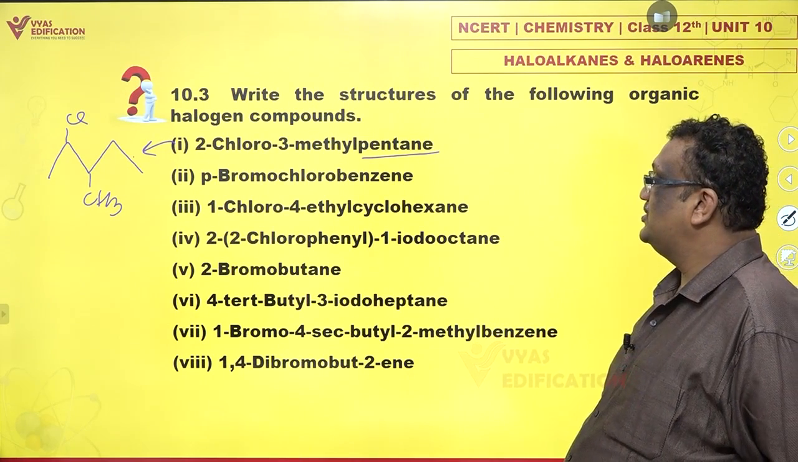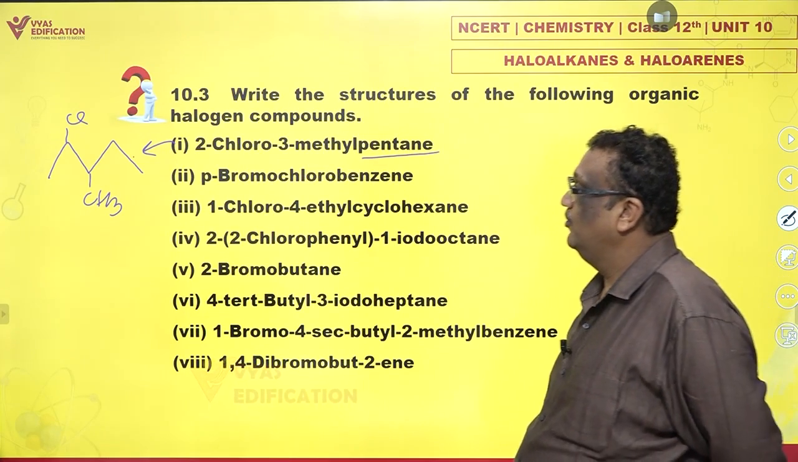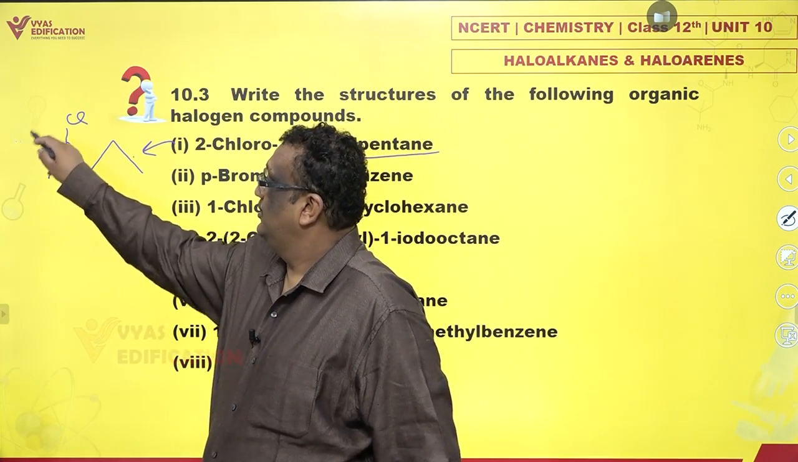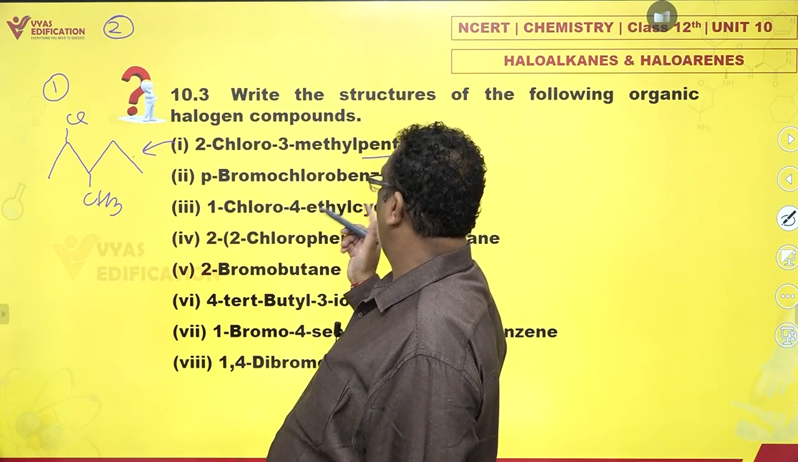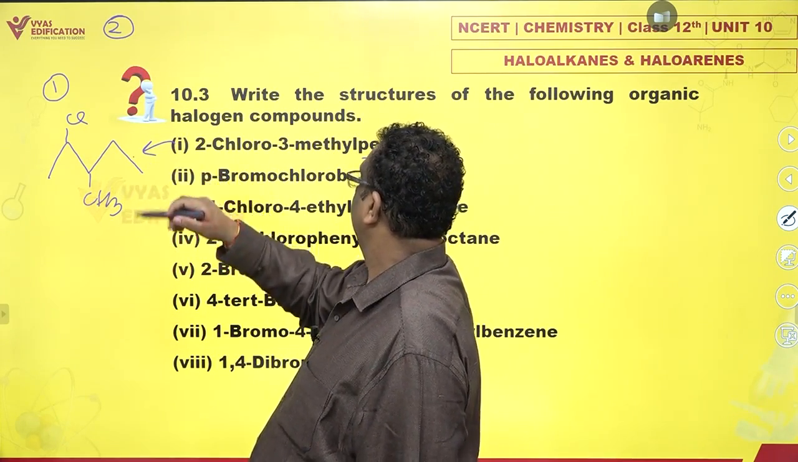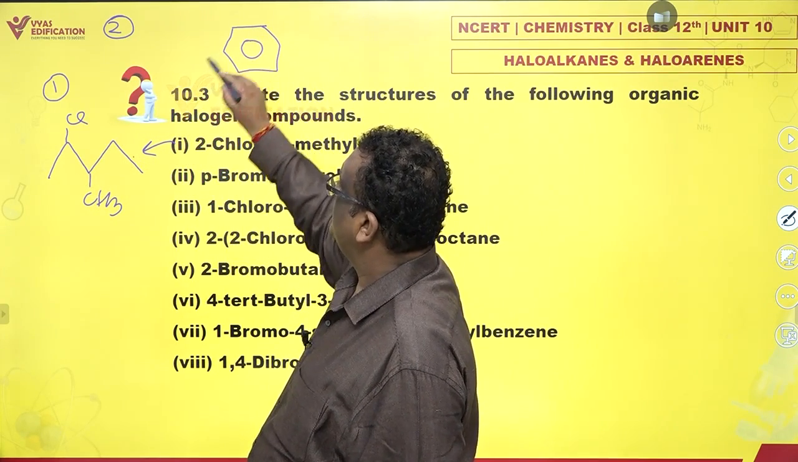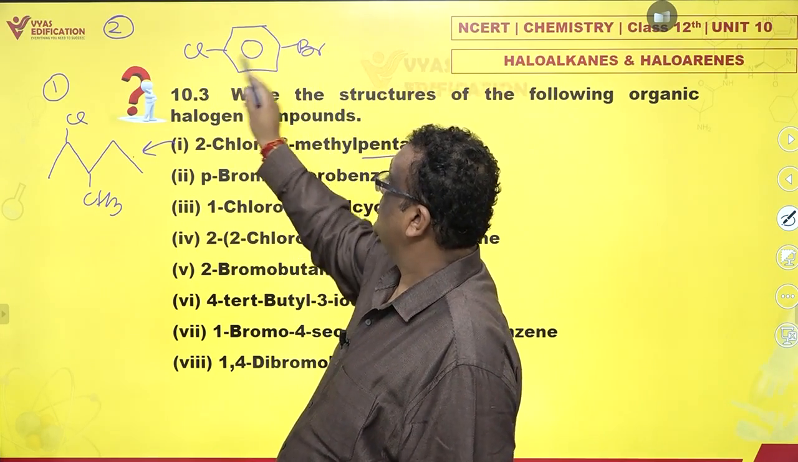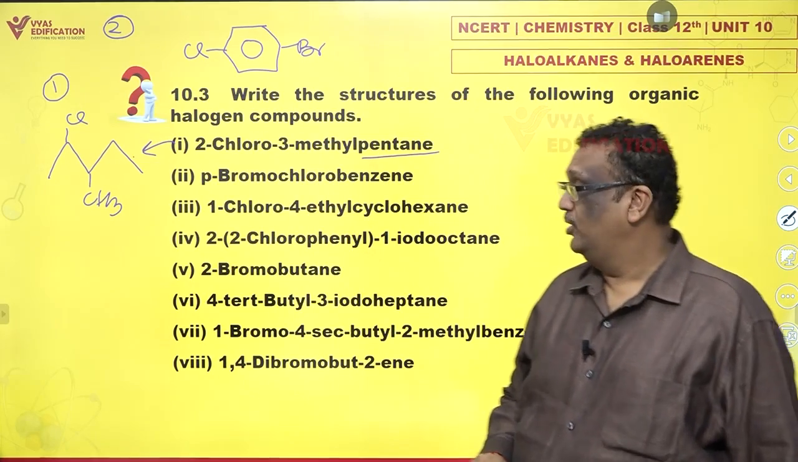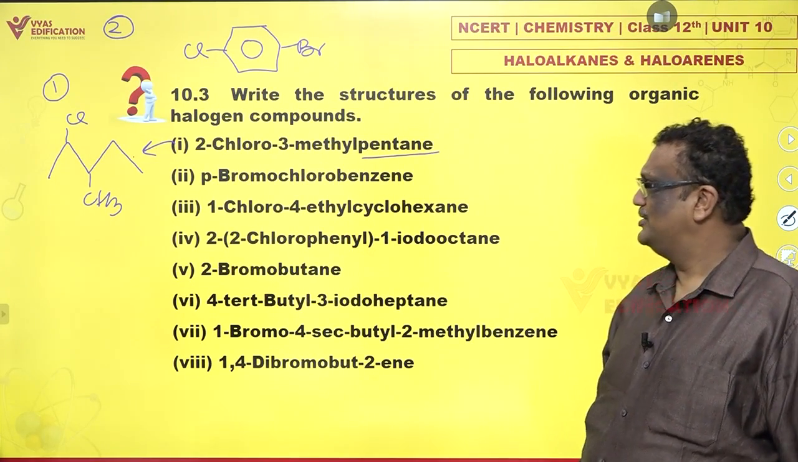Then second one is para-bromo-chlorobenzene. Well, this is the first one. Second I could draw here. Para-bromo-chlorobenzene. This benzene, chlorobenzene is this much, and on para position I have bromo. This is para-bromo-chlorobenzene. That is awfully simple.